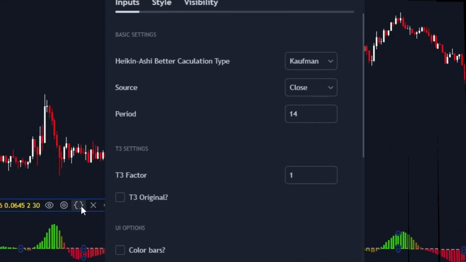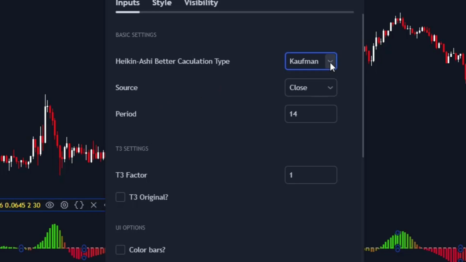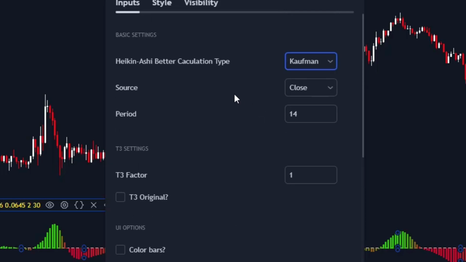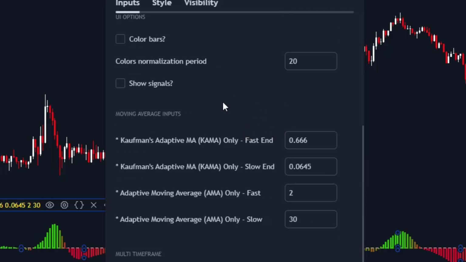Pretty neat. Now, in the settings of the indicator, you have a few choices for the type of moving average you want to use. I like the Kaufman moving average. It just works better for the strategy I'm about to break down. And hey, if you want to fine tune things even more for your specific trading style, you totally can.